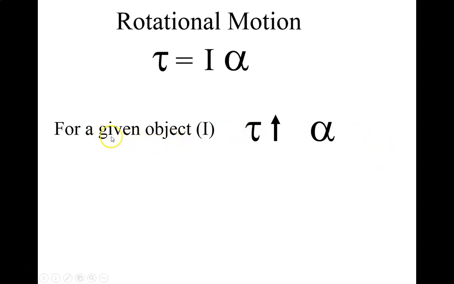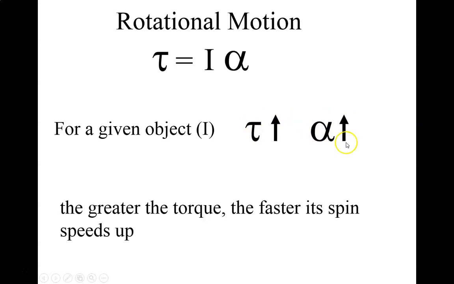So for a given object, for a given rotational inertia, what's going to happen to alpha if I increase tau? If I apply more torque, what's going to happen to the rotational acceleration? It's going to increase. This equation tells you this. If I make this bigger, then this side's going to get bigger too. If I stays the same, then alpha has to get bigger. So the more torque you apply, the faster something spins up.